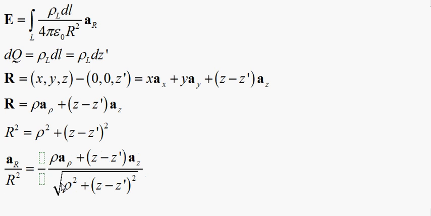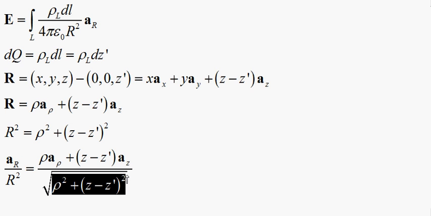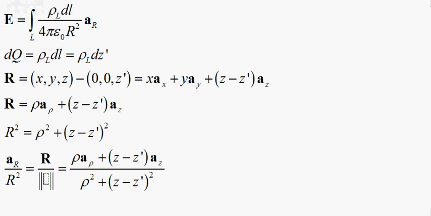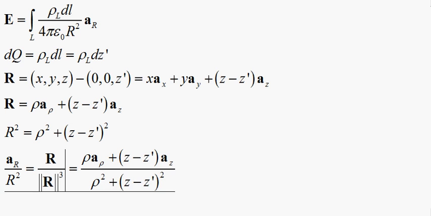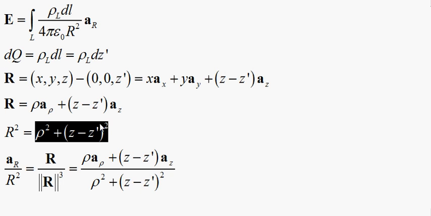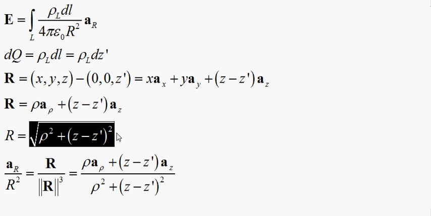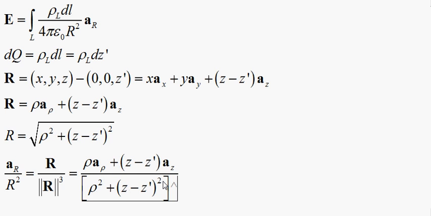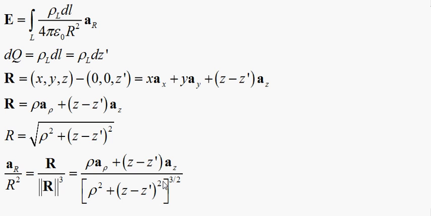It would actually be, I was getting a little ahead of myself. Okay, a sub r over r squared is equal to r over the magnitude of r cubed. That was in the previous video, and the magnitude of r squared is this. So that means that r equals the square root, and this is what I was doing before, so it's just this cubed, but that cubed is actually to the 3/2, like that.